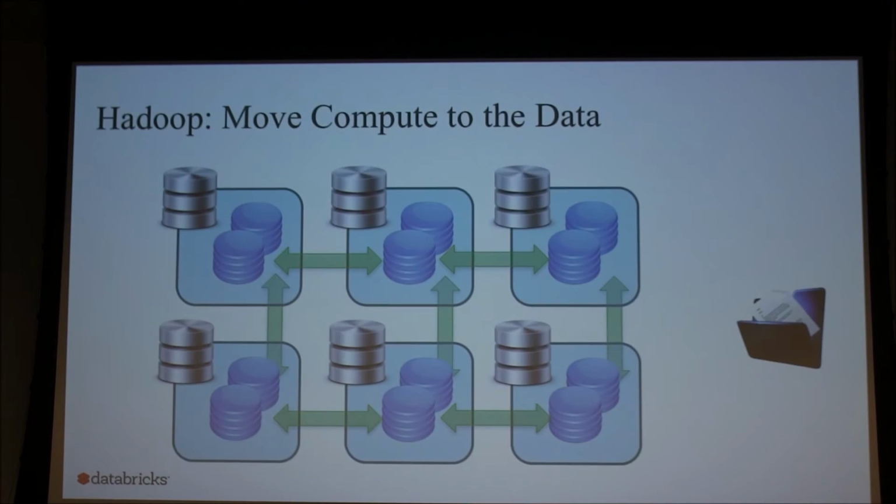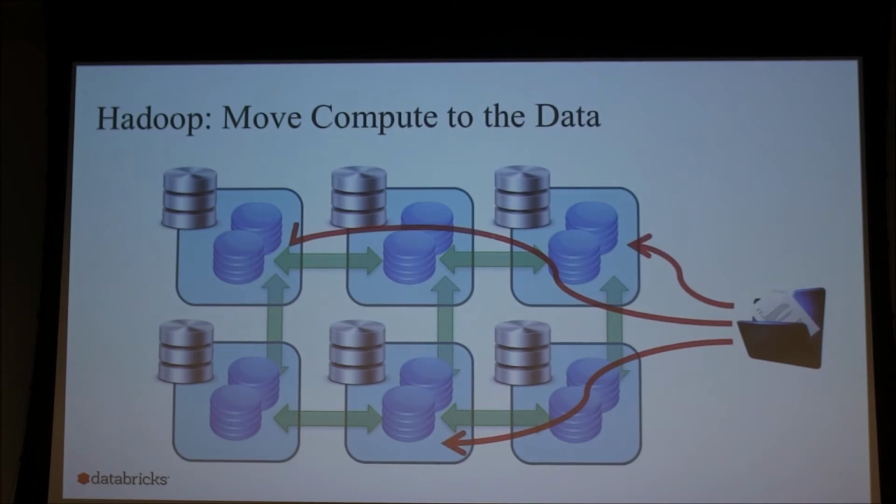So then, with the advent of Hadoop, they distributed it, made it redundant, and then moved the processing to the data. That was the big concept of Hadoop. It said, look, we'll have all these distributed nodes, and we'll send the processing to the data.